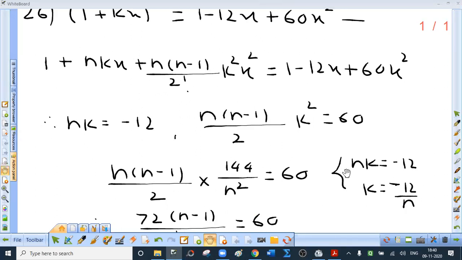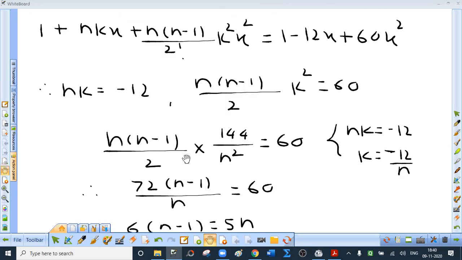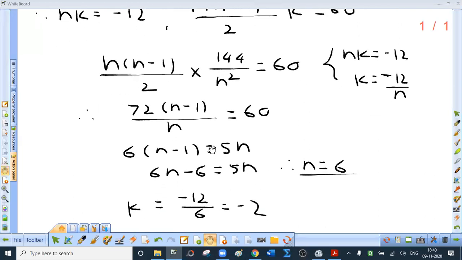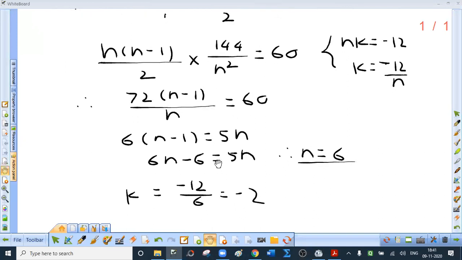Okay, now nk is minus 12, so what is k? Minus 12 upon n. So I replace this k, see the cursor, by minus 12 by n. Actually it is k square, that is why I have directly written 144 by n square. Now 2 into 72, 1 n gets cancelled, so 72 into n minus 1 upon n is 60. Cross multiply but divide by 12, so 12 sixes are 72, 6 into n minus 1 is 5n, so that gives me n equal to 6. So what is k? Minus 12 upon 6, that is minus 2, right?